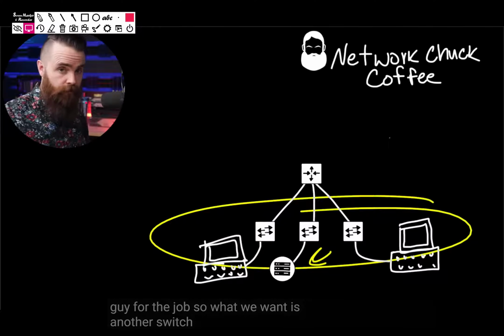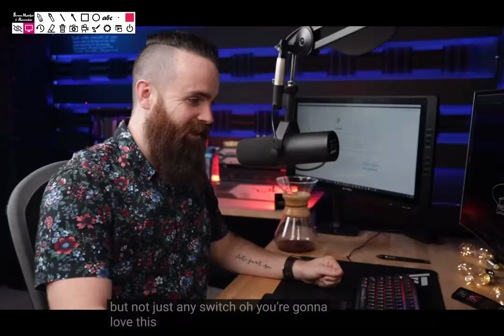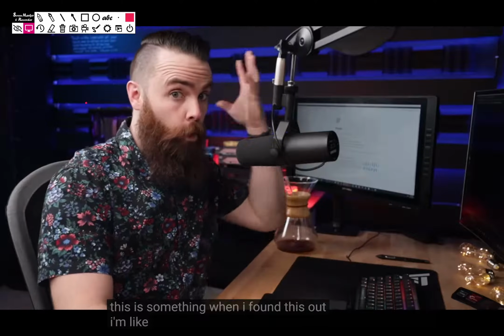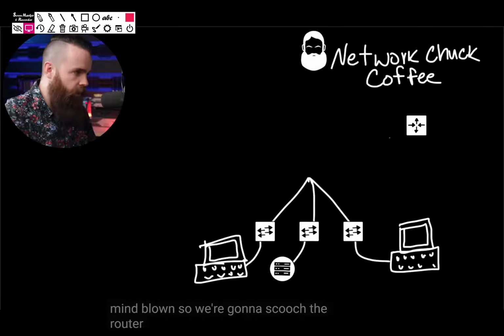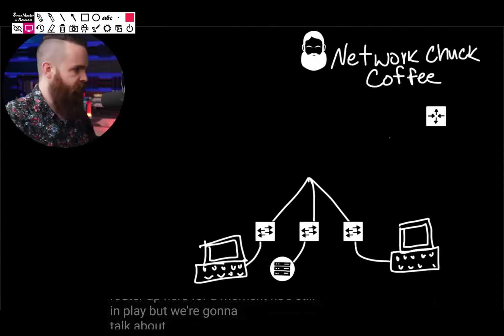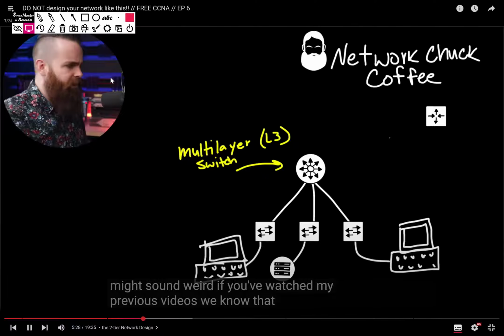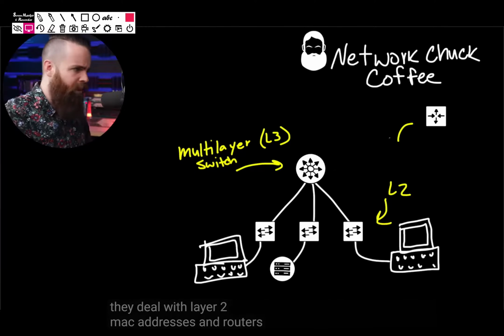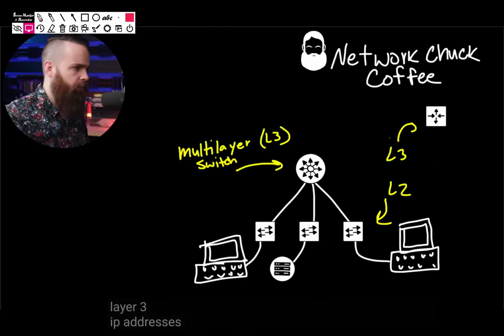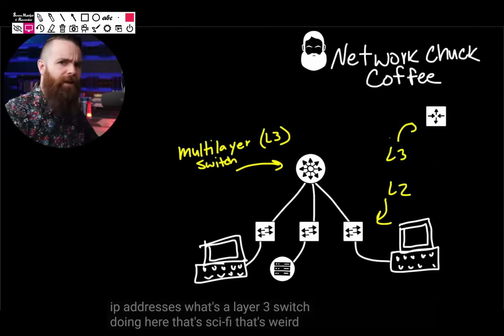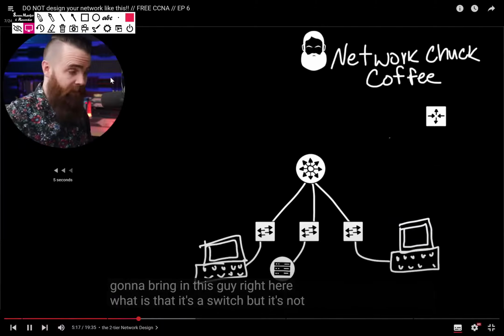So what we want is another switch, but not just any switch. Oh, you're going to love this. When I found this out, I'm like, mind blown. So we're going to scooch the router up here for a moment. He's still in play, but we're going to talk about something different. Watch my previous videos. We know that switches deal with layer 2 MAC addresses, and routers deal with layer 3 IP addresses. What's a layer 3 switch doing here? That's sci-fi, that's weird, I can't deal with that. No, it's amazing. But it's not just any switch.